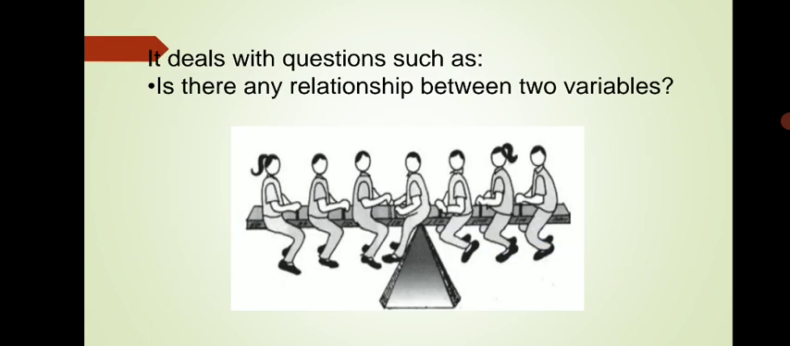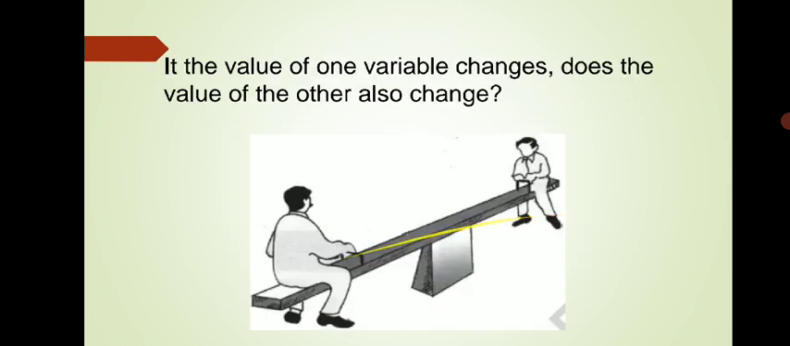Correlation deals with questions such as, is there any relationship between two variables? It is the basic and fundamental question: two variables are there, whether they are related or not. So is there any relationship between two variables?